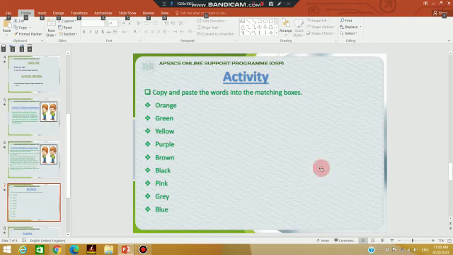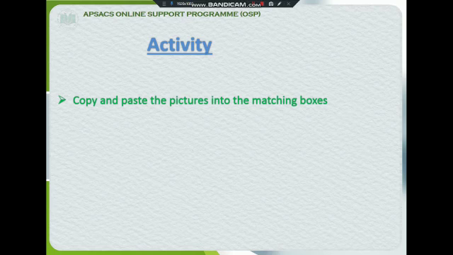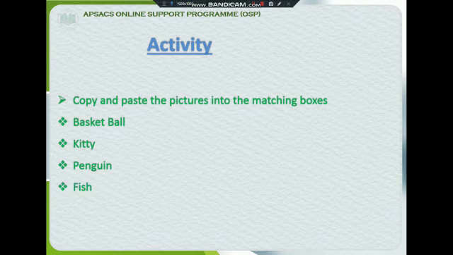Now you have to perform this home practice activity at home. Copy and paste the words into the matching boxes: orange, green, yellow, purple, brown, black, pink, grey, blue. You need to copy and paste the pictures into the matching boxes: basketball, kitty, penguin and fish.